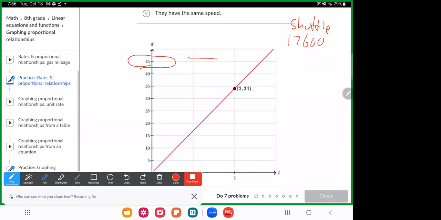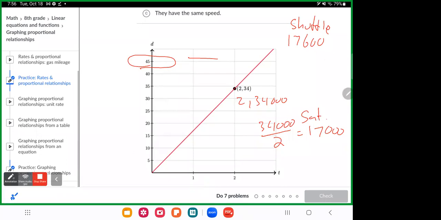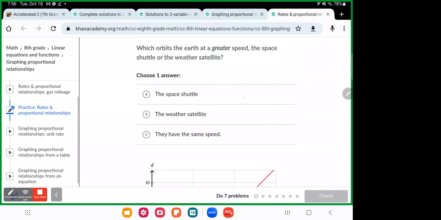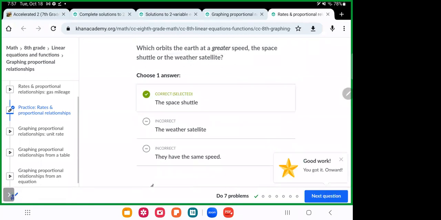And then this guy is 234, but that's 34,000 miles, right? So if we divide that by 2, that would be 17. So the satellite is traveling at 17. The space shuttle is traveling at 17,600. Therefore, the space shuttle is going just a bit faster.